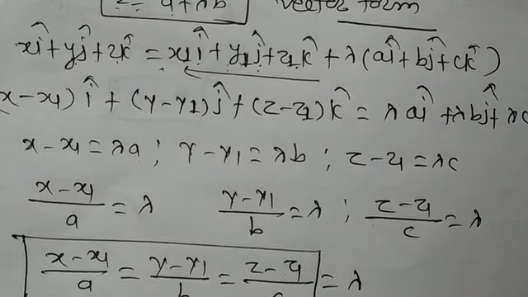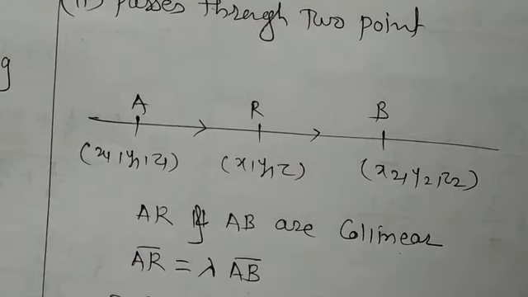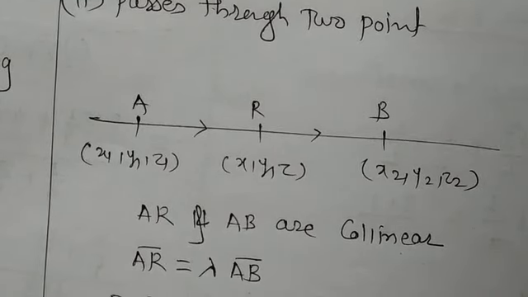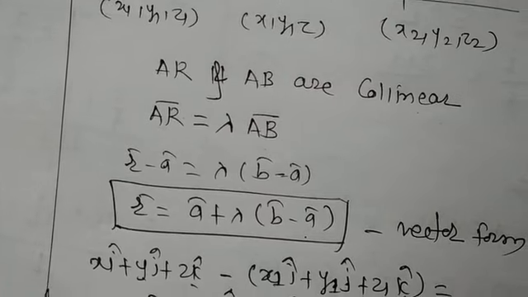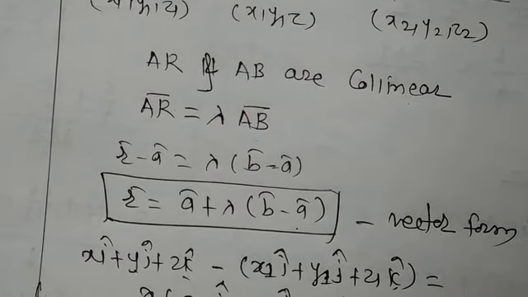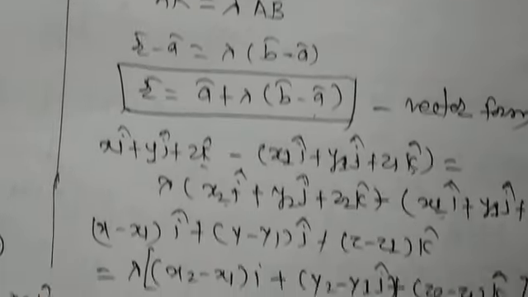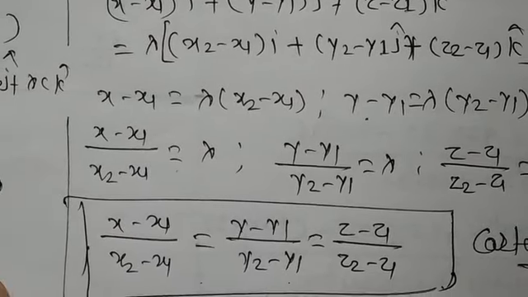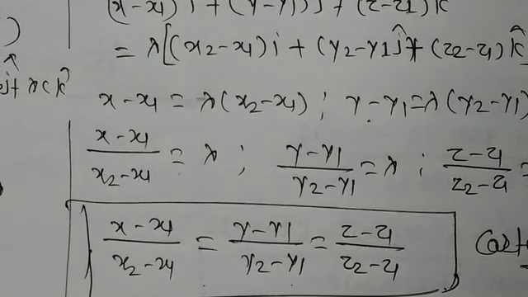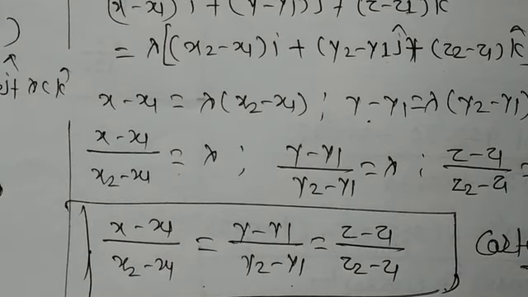Next, the second type of equation of a line is the equation of a line passing through 2 points. When a line passes through 2 points, the equation becomes r bar is equal to a bar plus lambda of b bar minus a bar, that is in vector form. And next, x minus x1 upon x2 minus x1 is equal to y minus y1 upon y2 minus y1 equals z minus z1 upon z2 minus z1. This is the Cartesian form.